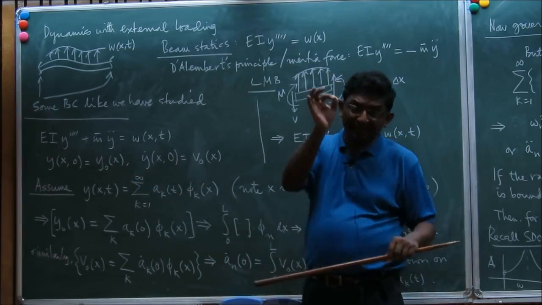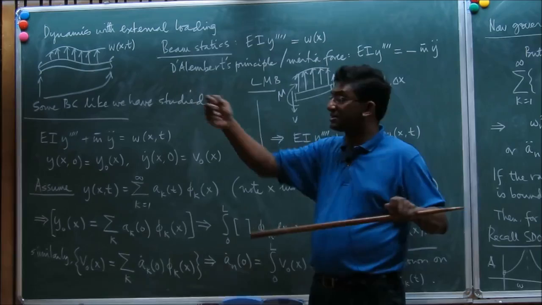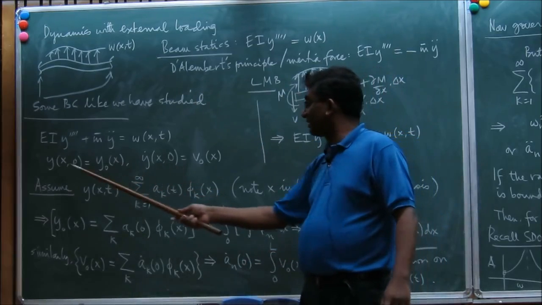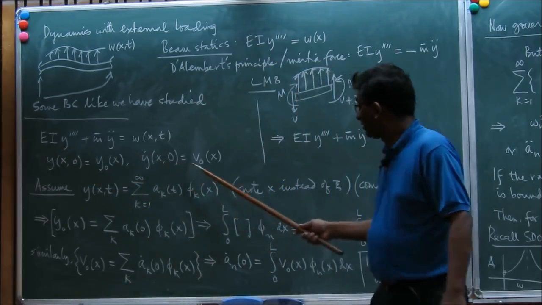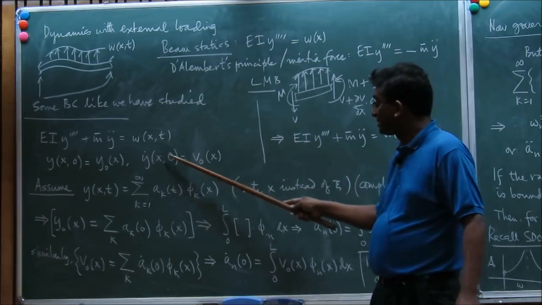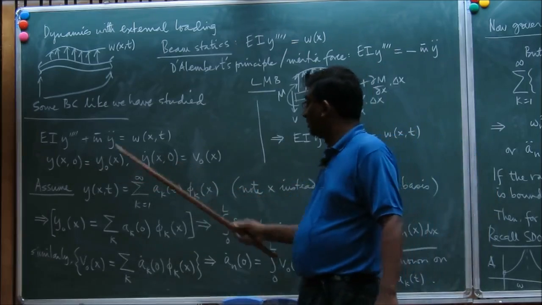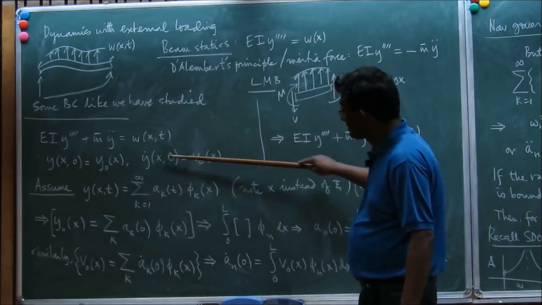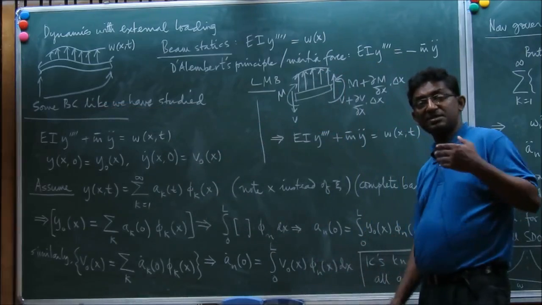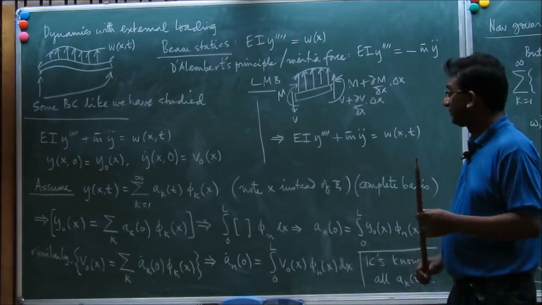So the beam at time t equal to 0 was in a certain shape, and its velocities must also be given. So y0 of x is the shape, and v0 of x is the function representing the velocities at the instant t equal to 0. These are the initial values. There are of course boundary values, and now we are interested in solving this problem forward in time.